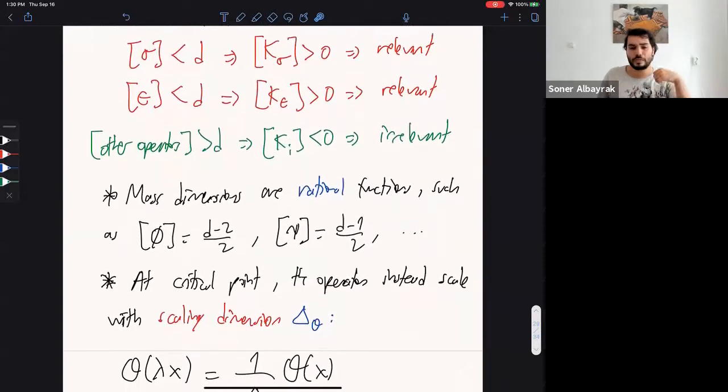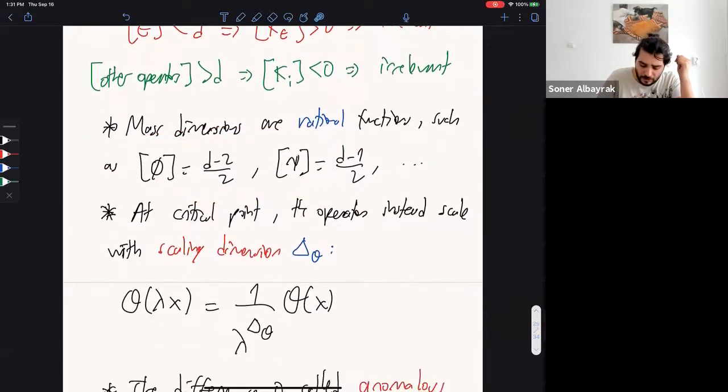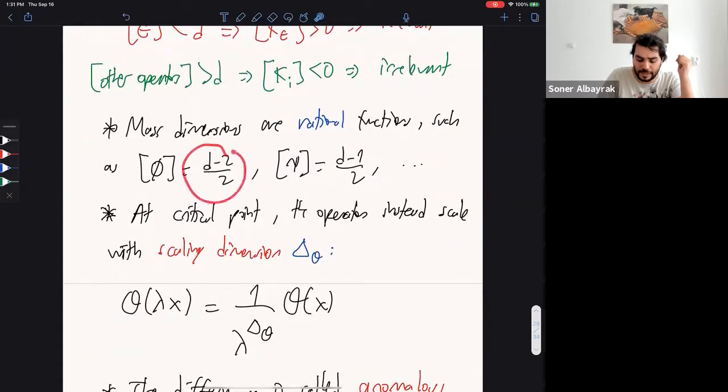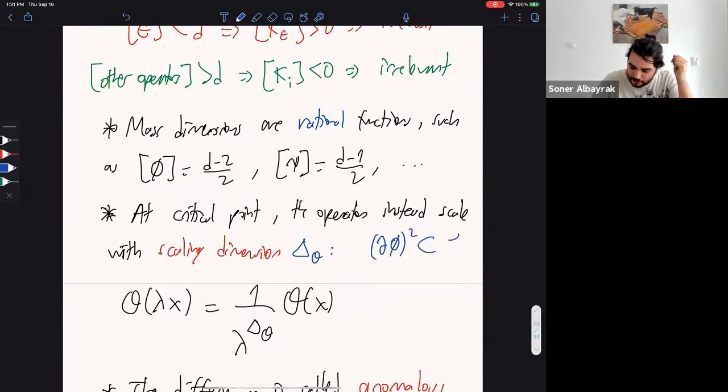Now, we also talked about the apparent contradiction. Mass dimensions are always rational numbers. For scalars, for example, around the Gaussian fixed point, it's (d-2)/2. For fermions, it's (d-1)/2. Again, these are around the Gaussian fixed point, right? Do you all remember how we derived this? From the kinetic term in the Lagrangian. We said there is a kinetic term, (dφ)², in the Lagrangian. It needs to have the scaling dimension d.